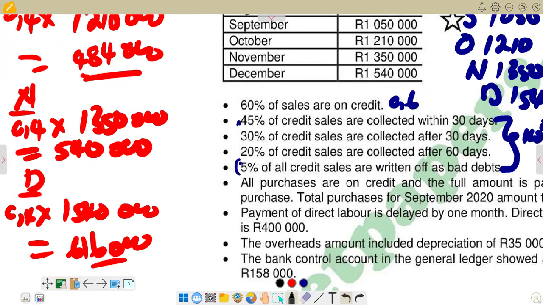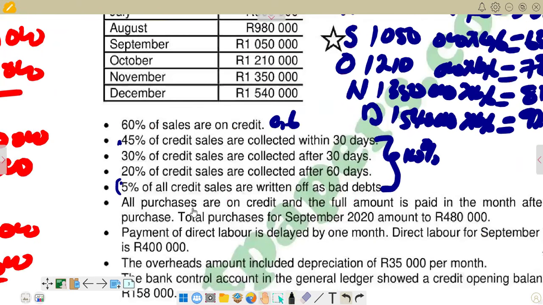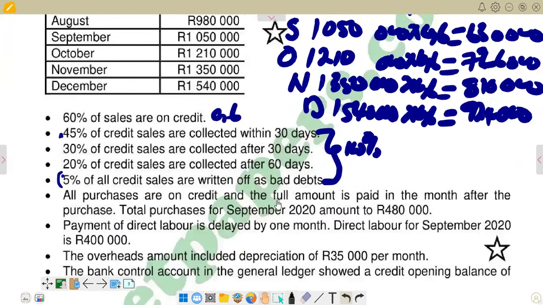Let's just try to bring it to the middle so that we see. It's saying all purchases are on credit and the full amount is paid in the month after the purchase. The total purchase for September is 480. So this 480 is going to be paid in October. This was September, so it's going to be paid in October. So we record it in October.